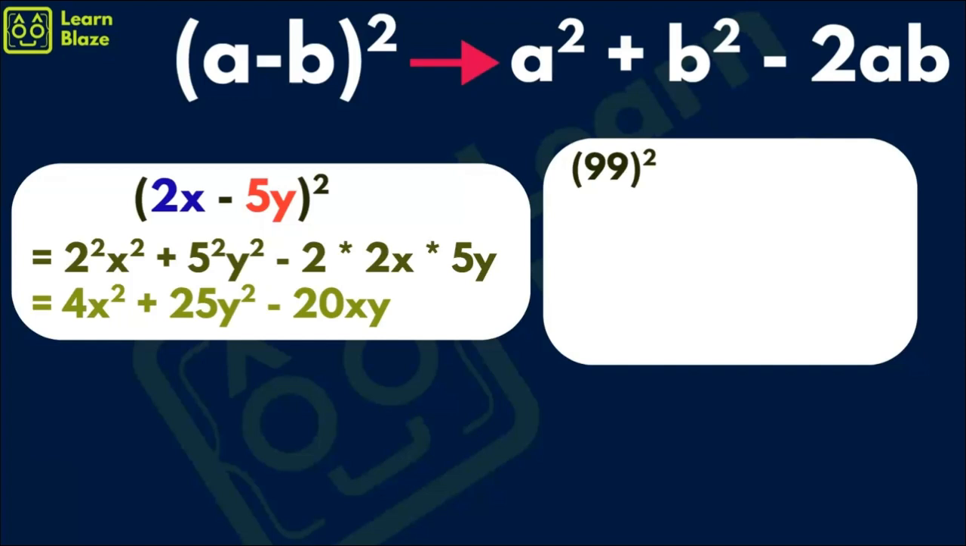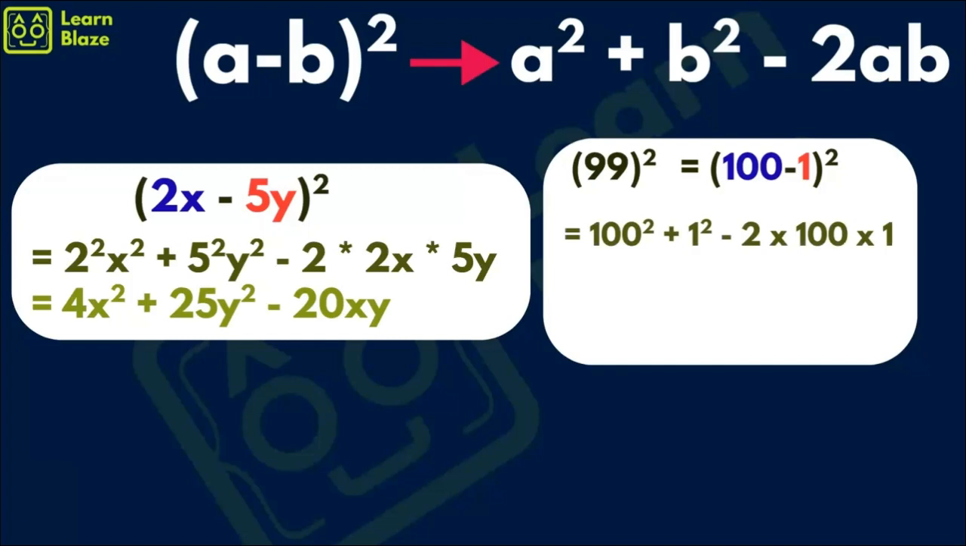Now, I will split 99 into 100 minus 1 whole square. Simplify this using the identity, which gives us 100 square plus 1 square minus 2 times their product. Upon further addition, we get the answer, 9,801. This also saves time and, most importantly, reduces the risk of making mistakes.